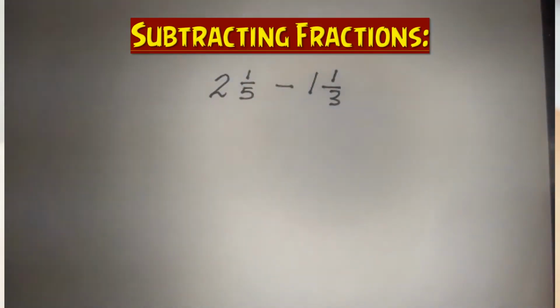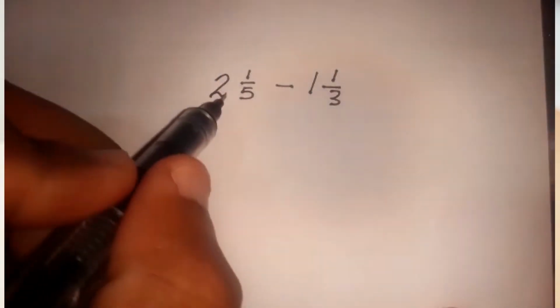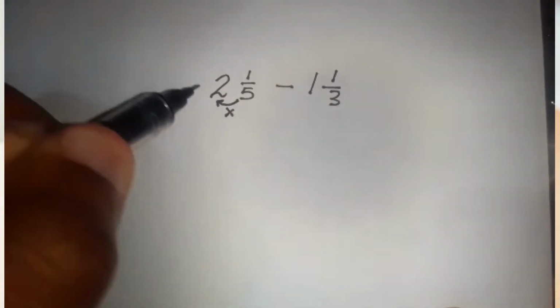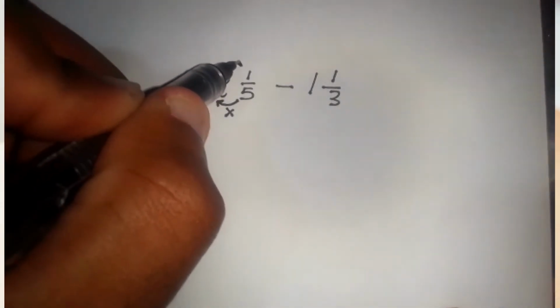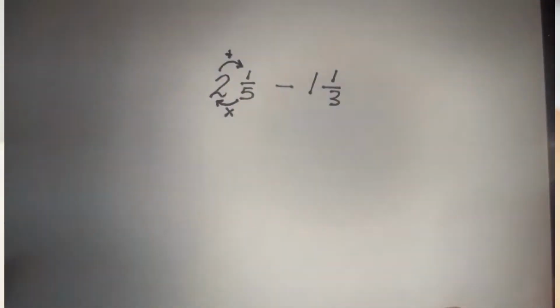So we have 2 and 1/5, take away 1 and a third. Now when I see problems like this, I say, alright, I can't bother with the mixed numbers here, so I'm just going to change them into improper fractions. To do that, I multiply the denominator by the whole number. The answer I get, I add it to the numerator and then put it back over the denominator.